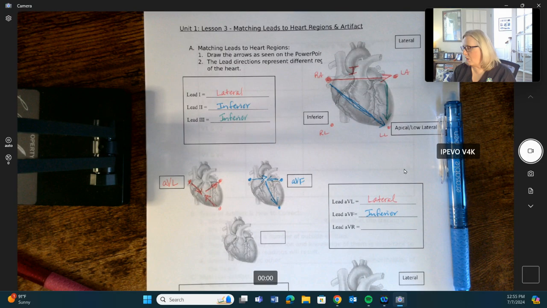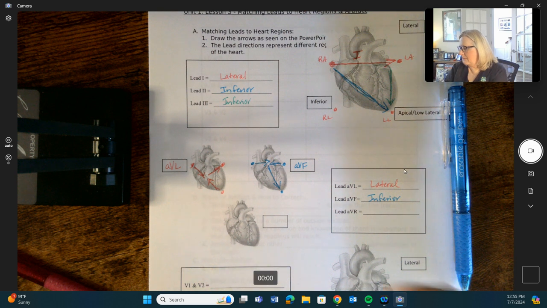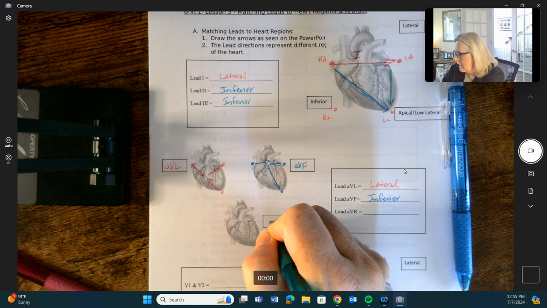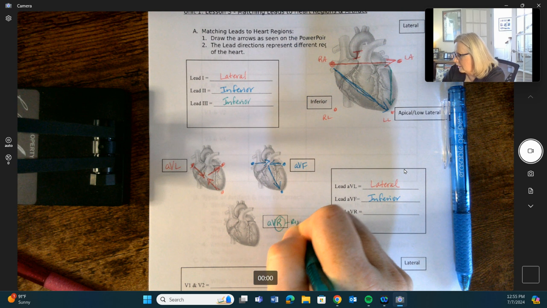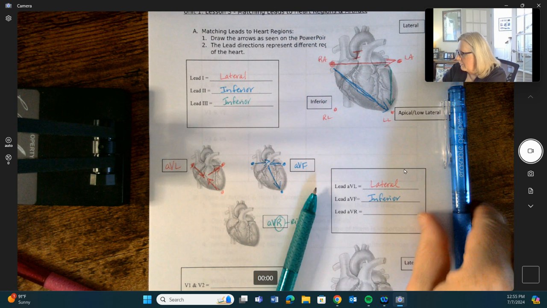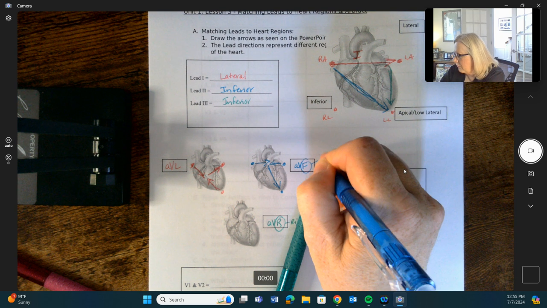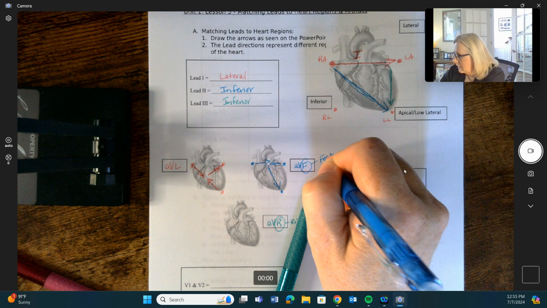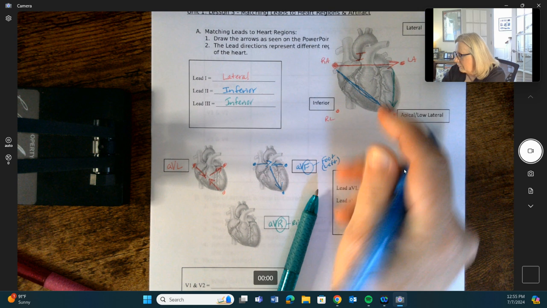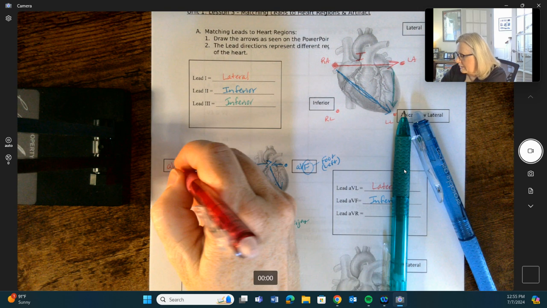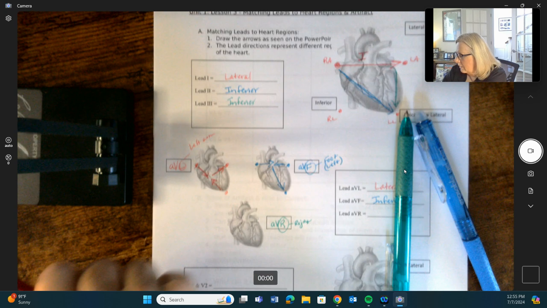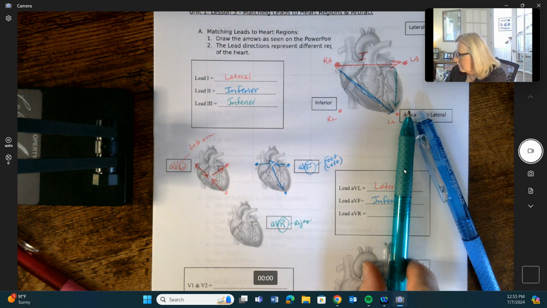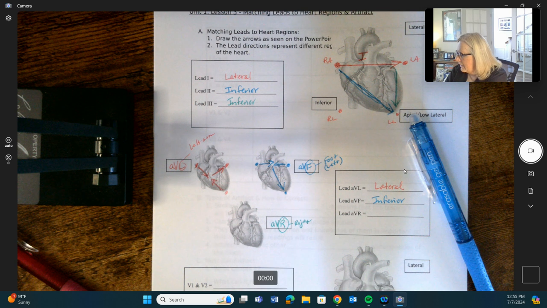On that 3rd little heart we have there, I'm going to use my green one. So this is AVR, and R stands for right. I'm going to do this on here. F stands for foot, which would be left foot because we don't use the right foot. And L stands for left arm. Okay, so right arm.